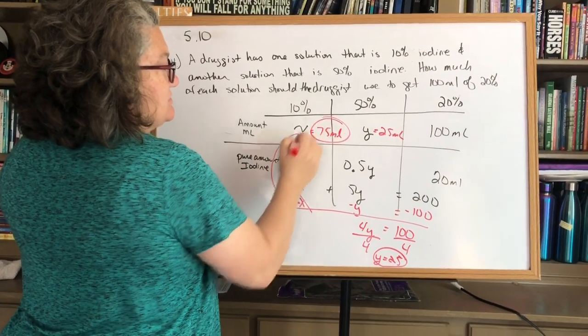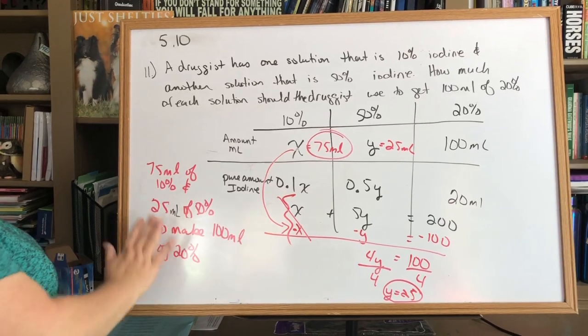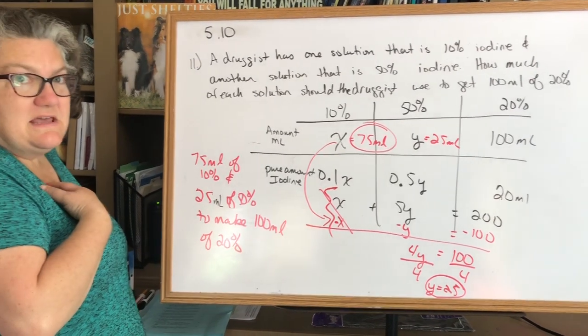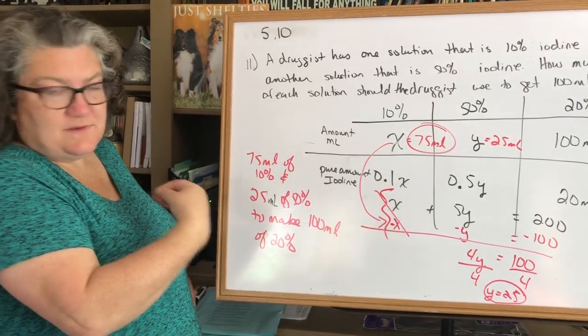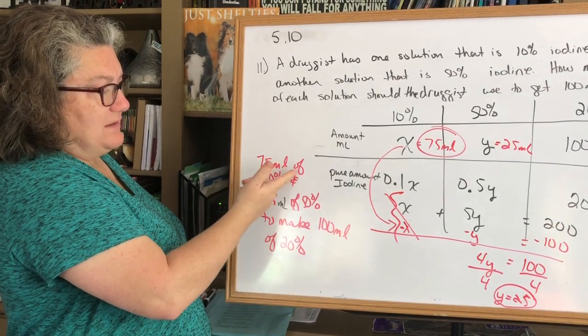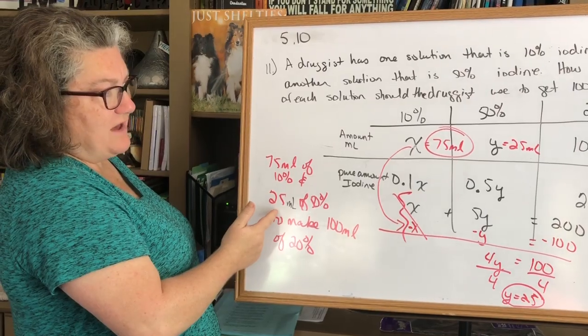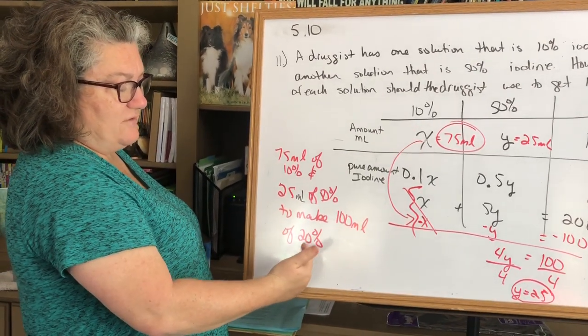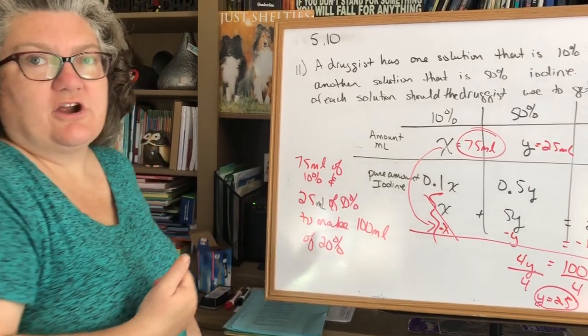And there's our answer. Okay, so once we found our answer, we just needed to rewrite it over here so that we have it all in one. Because remember, I always say that if it's a word problem, you got to give it back to me in words. So it's 75 milliliters of 10% and 25 milliliters of the 50% to make the 100 milliliters of 20%. And there we found our answer.